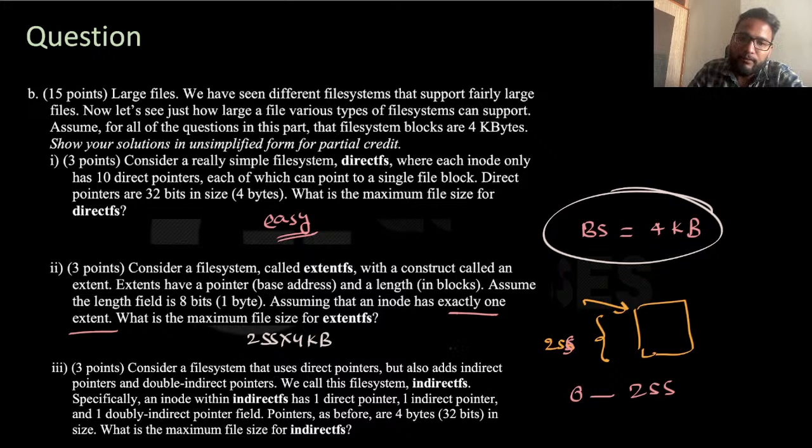I hope you got it. Now let's just see this third question. Consider a file system that uses direct pointers. Okay, I think you can do it, right? Direct and indirect pointers, that's what we have already done.